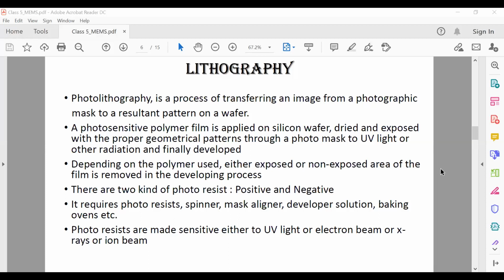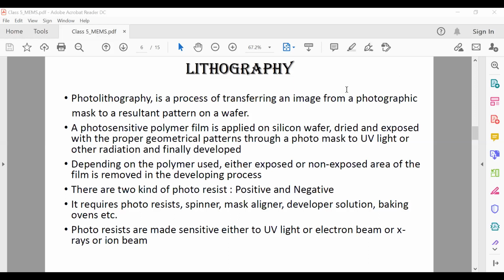So lithography, sometimes also called photolithography, is a process by which we can transfer a pattern from a photographic mask to a resultant pattern on a wafer. Okay, silicon wafer. That means transfer of any kind of structure from mask level onto the wafer level is known as photolithography. Okay, so what is the technique?